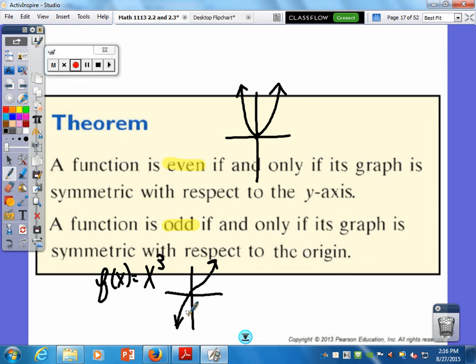It's not a function, right? So it would not be a function. So both of these are defined as a function is even or odd. Well, it cannot be a function if it's symmetric about the x-axis, because then it would fail that vertical line test.